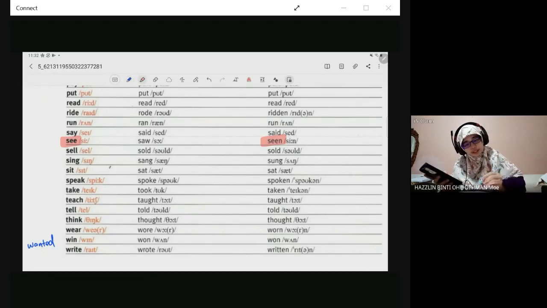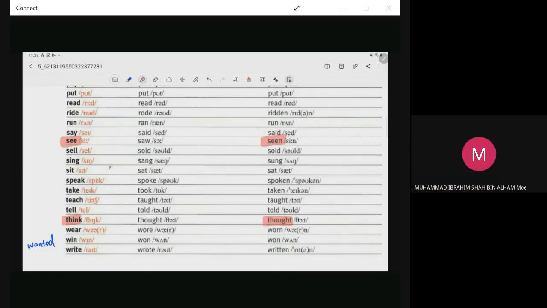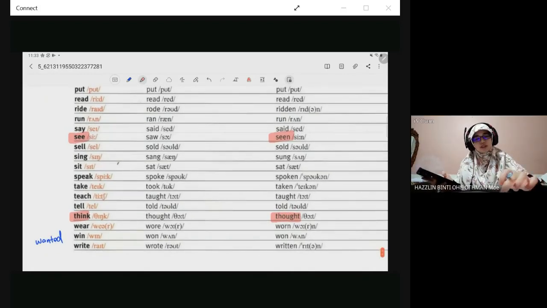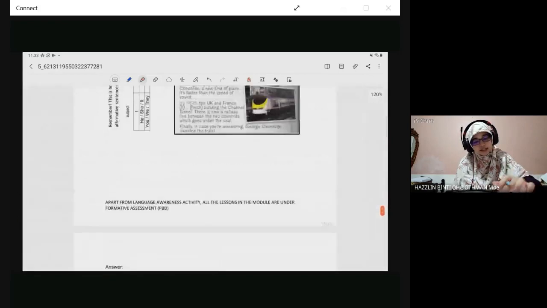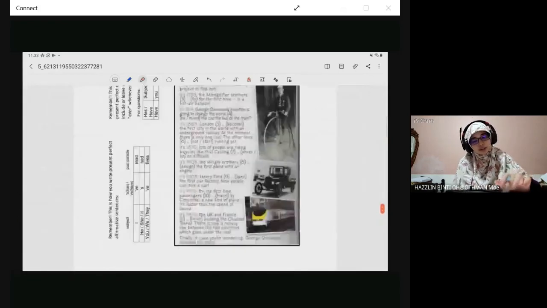Okay, here is "think". It is in the list. So the past participle of "think" is "thought". Okay, very good. Okay, now let's look at the next exercise. Where is this? Where is it?